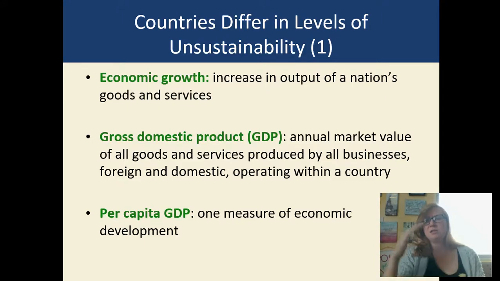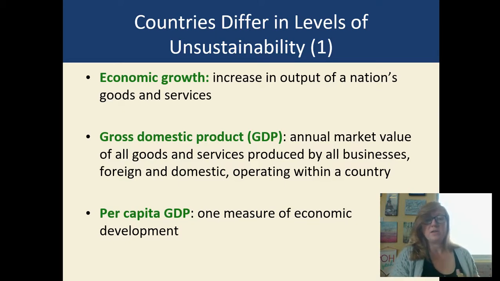So different countries differ in how much they are sustainable and not. And that depends on a lot of these factors that maybe you haven't heard of before, like economic growth. So that's how much a nation is making goods and services. The GDP, maybe you've heard people say that before, or maybe you've read it, or maybe you don't know what that means. It stands for gross domestic product. What does that mean? It's the annual market value of all the goods and services produced by all the businesses, foreign and domestic, that are in a country. So like all the businesses that do stuff in this country, in America, contribute to our GDP.